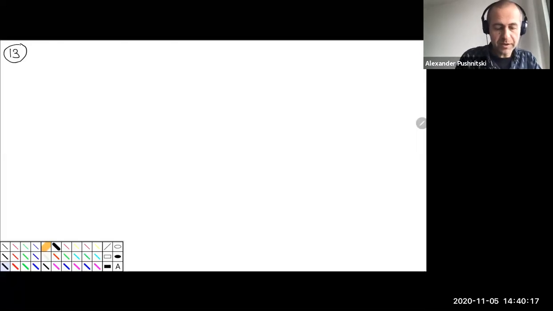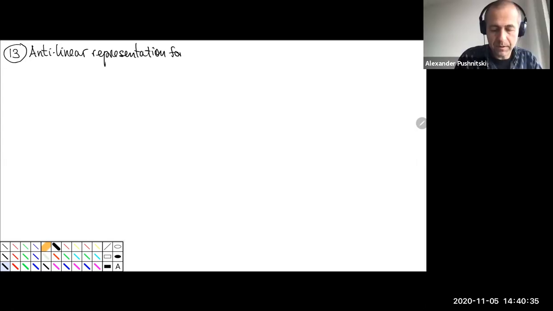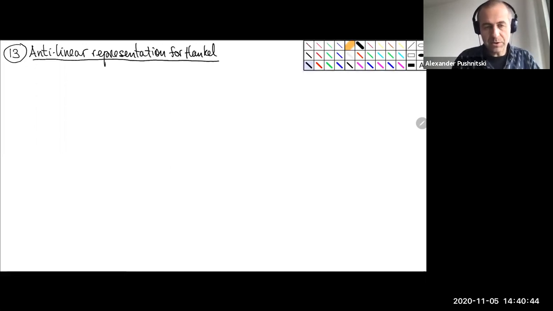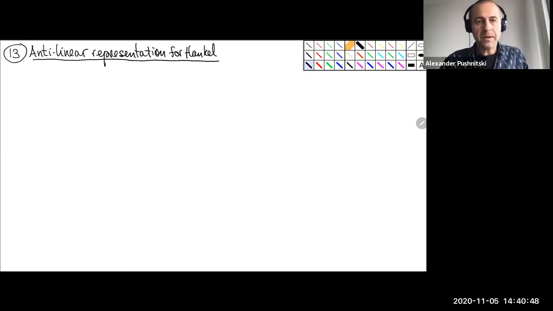So first of all, it will be convenient to deal with an antilinear representation for Hankel operators. So this is not something terribly deep. If you want, it's just a question of language or a question of notation. But nevertheless, it's very convenient.